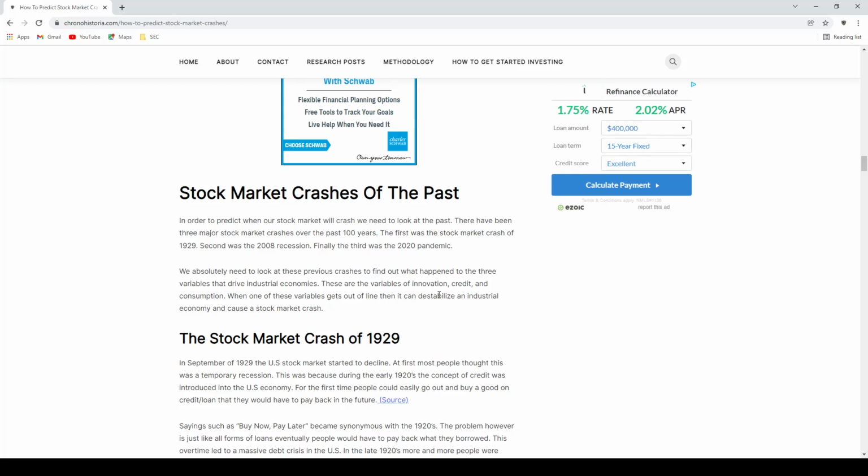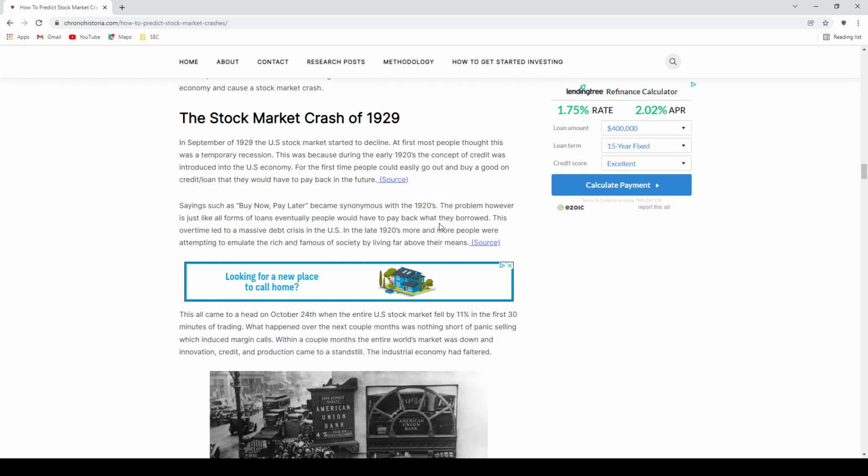Now, in all three of these situations, the industrial economy failed. I'm just going to cut straight to the chase. I'm going to show you how. So let's get right into that. Stock market crash of 1929.